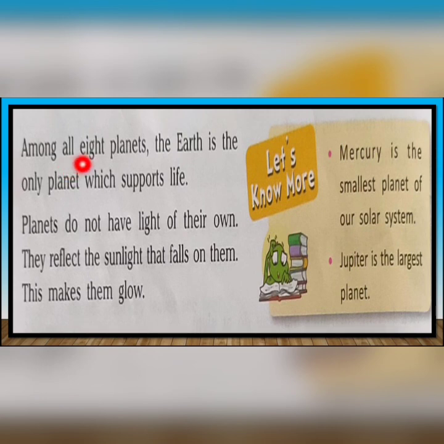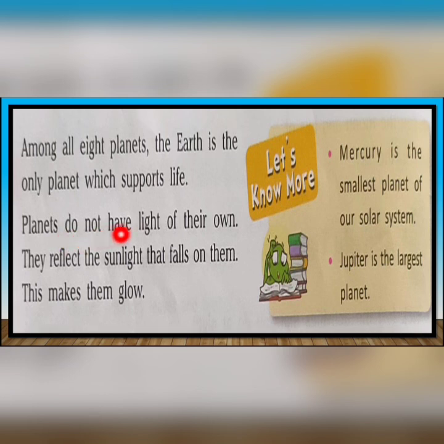Among all these 8 planets, the Earth is the only planet which supports life. Among all the 8 planets, only Earth supports life. The other 7 planets do not support life.